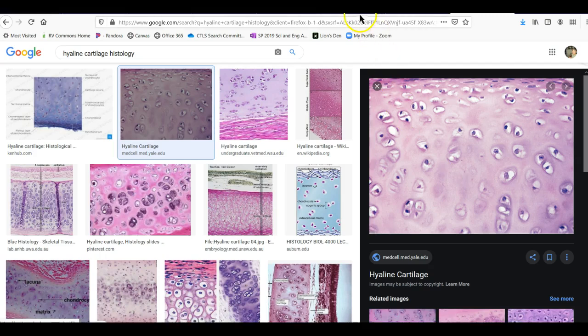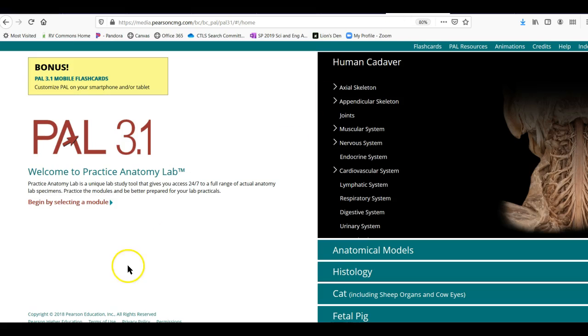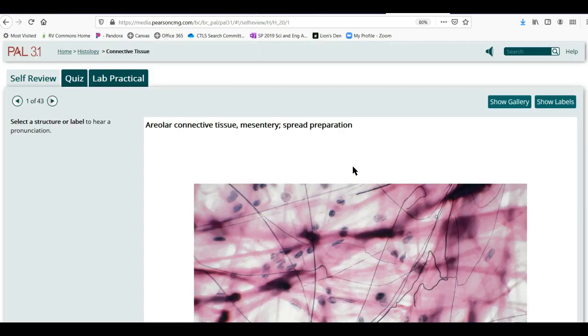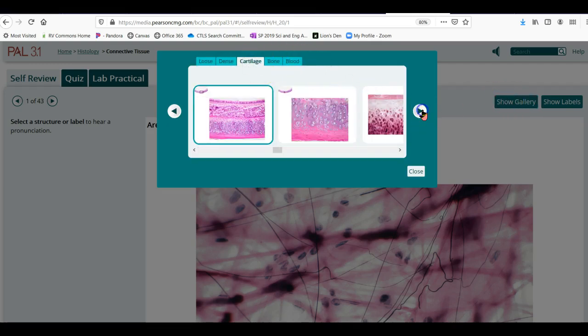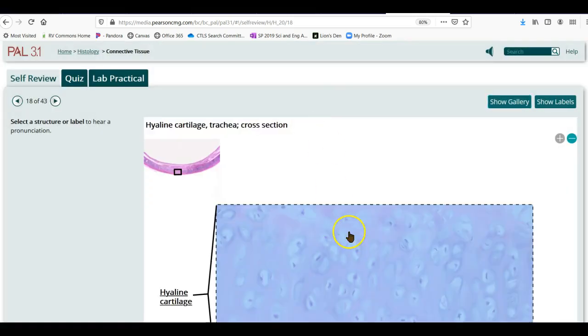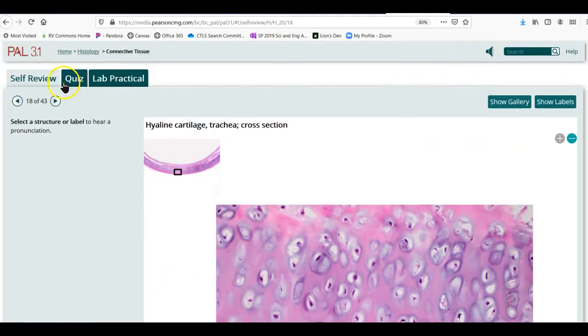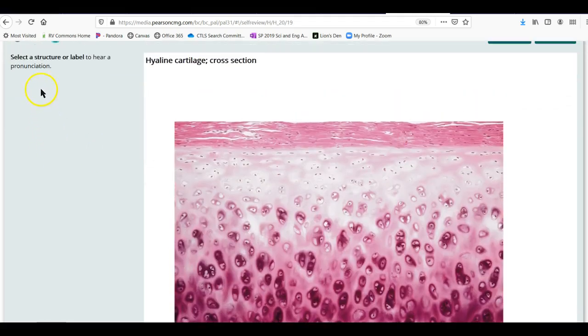The other place you can look is your friend Practice Anatomy Lab. If you go for the histology, or for the cartilage I should say, go to histology. Remember, it is a form of connective tissue. Then if you click on the gallery here, you can just skip to cartilage. And it's got hyaline cartilage. This is similar to what our hyaline cartilage is going to look like. This is maybe a little bit closer.